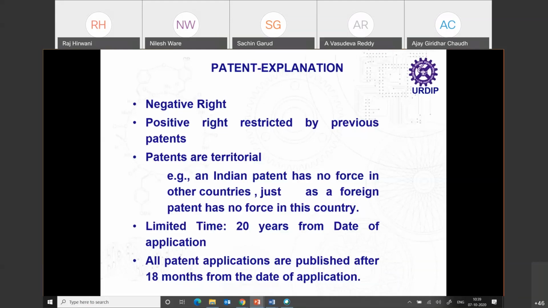Third is that patent right has a life. That used to vary from country to country. It was 14 years in India, 17 years in the United States.